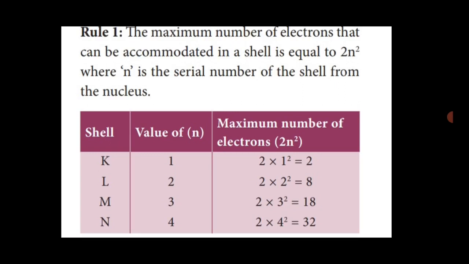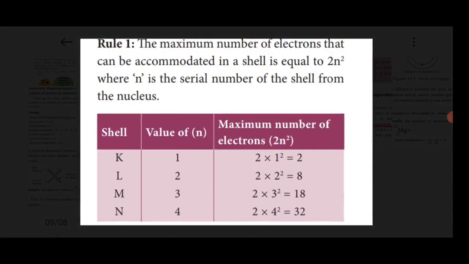Finally, the fourth shell, shell name N, n value 4. What's the formula? 2n squared, 2 into n squared, n value 4 squared, 16 into 2, 32 electrons are present in the N shell.